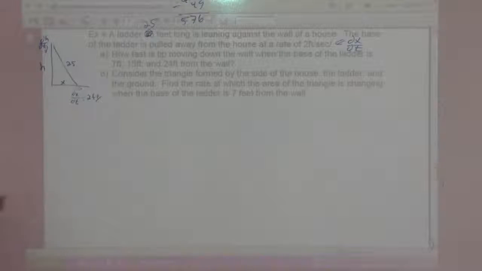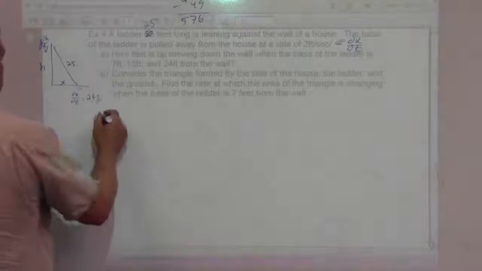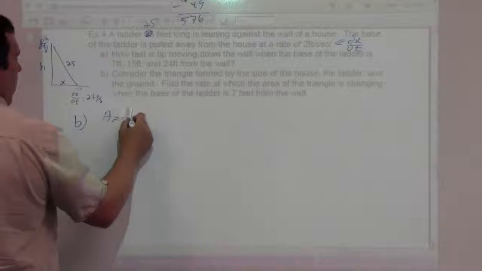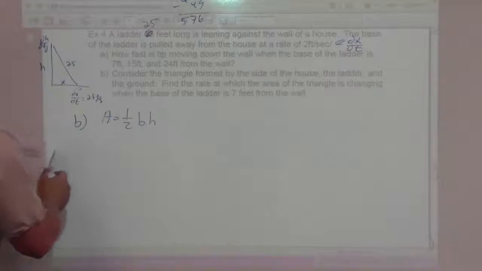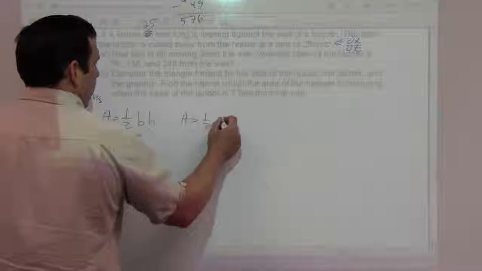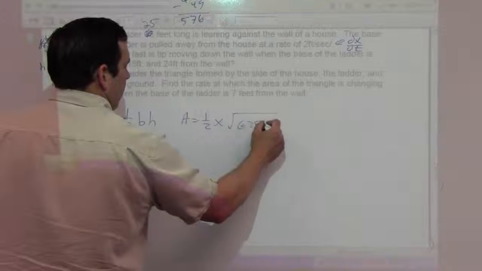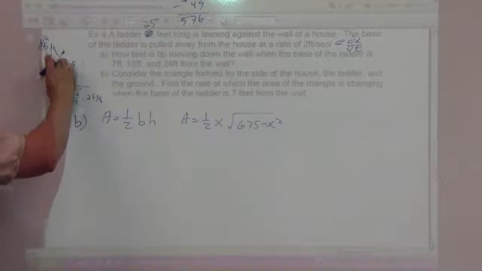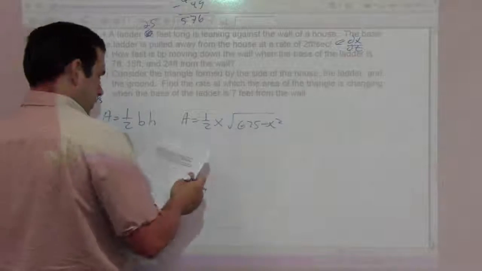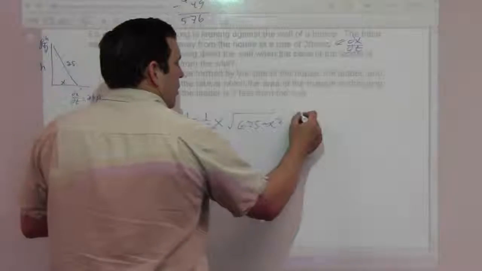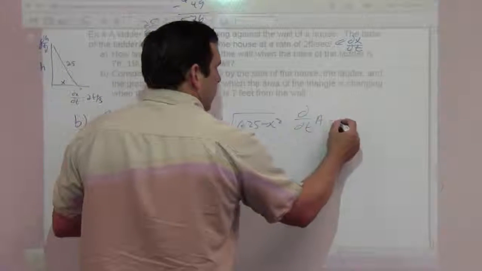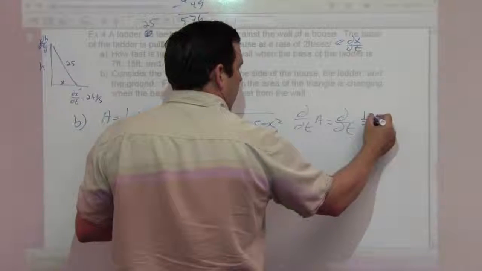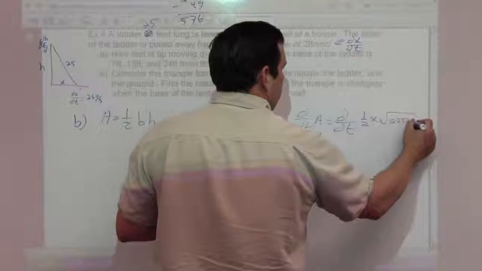Now, this last part, part B of this problem, we know the area is 1/2 of base times height. So area is going to be 1/2 of x times the square root of 625 minus x squared, found from part A. So our derivative with respect to time of A is going to be equal to the derivative with respect to time of 1/2 of x square root of 625 minus x squared.